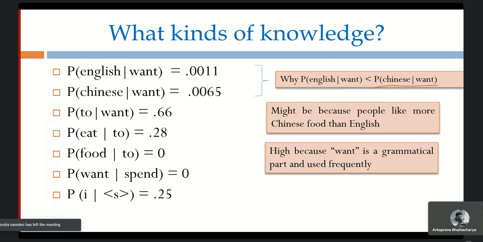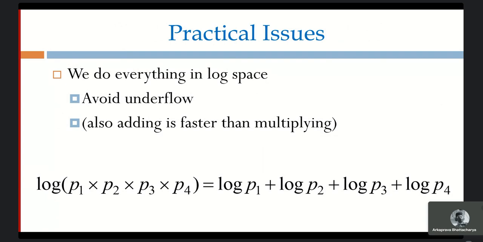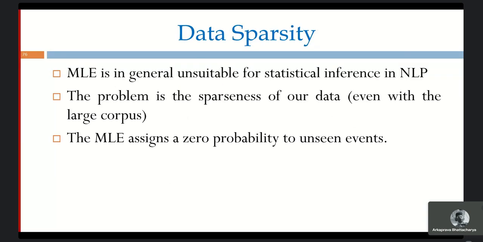This is high because want is a grammatical part and used very frequently. If you look into these probabilities, in practice we don't keep them in the form of probabilities. In fact, we keep them in the form of log probabilities. There are two reasons for this. One is to avoid underflow. The other is that adding is better than multiplying. These are the two conditions we look into whenever we are calculating in log space. So this is what I was talking about, data sparsity.